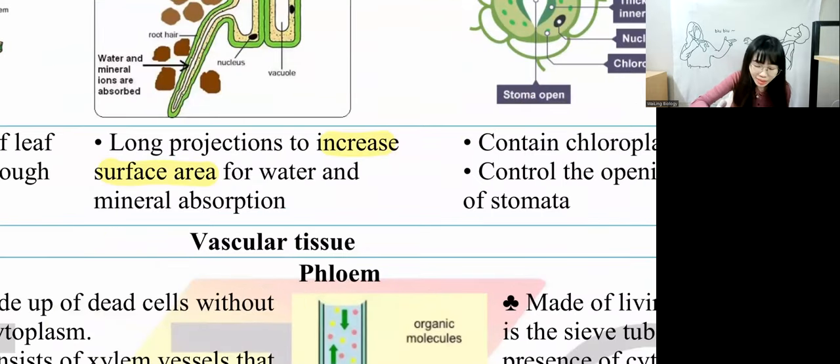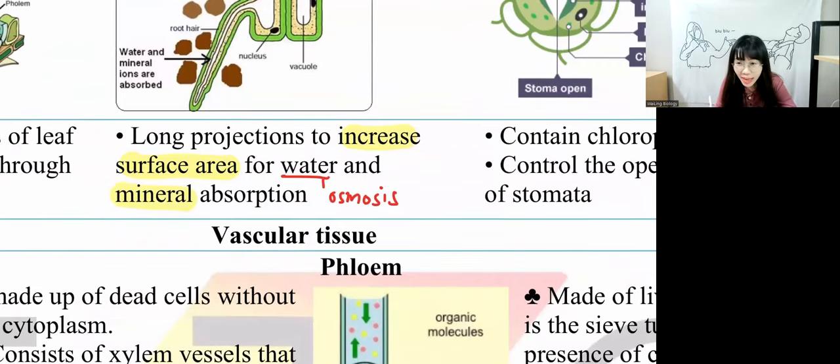So for water, they will absorb through what process? Water is by what process, guys? Water is always osmosis. Very good. Mineral is what process? Mineral is active transport. Very good. Okay, what is the difference between osmosis and active transport? Osmosis doesn't require energy. Active transport requires energy.